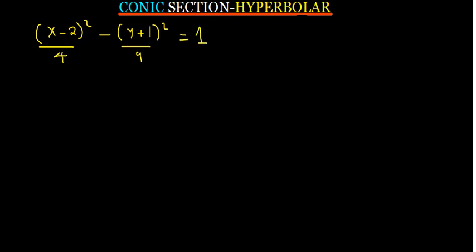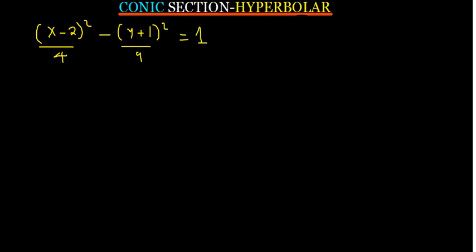So what happens when we get to add or subtract something on the y which was on top? Let's say we have got (x - 2)^2, then minus, let's say we have got (y + 1)^2. We can say this is divided by 4, this is divided by 9, and this is equal to 1. How are we able to sketch this graph?